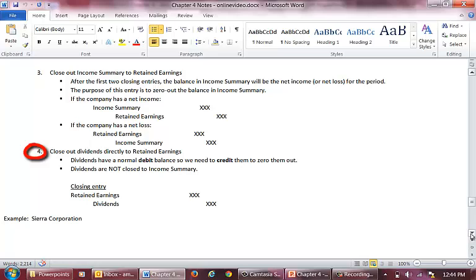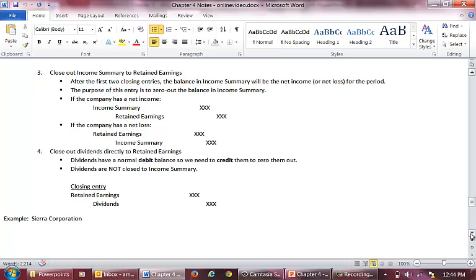The last journal entry involves closing out dividends to retained earnings. The normal balance of the dividends account is a debit balance, so we must credit it to zero it out, so you should debit retained earnings and credit dividends for the amount of the dividends for the period.